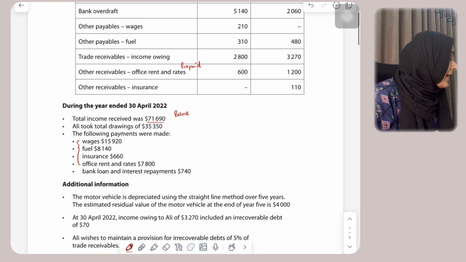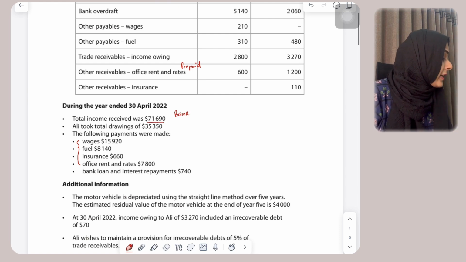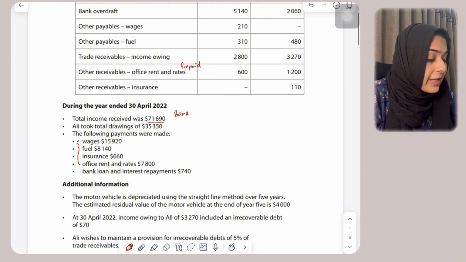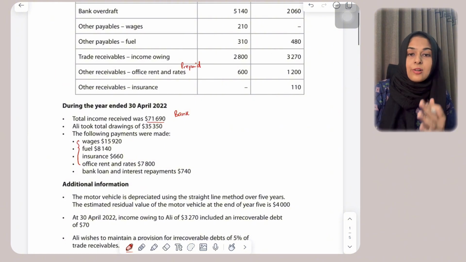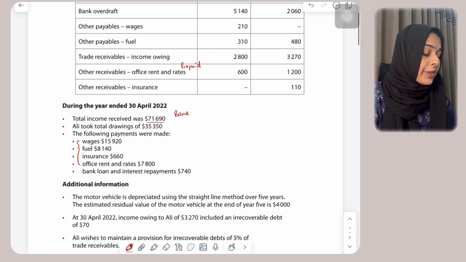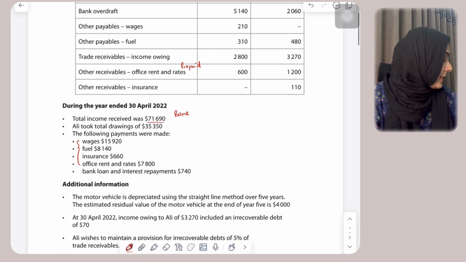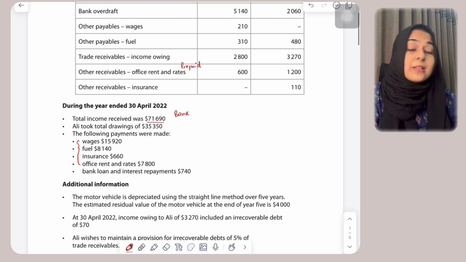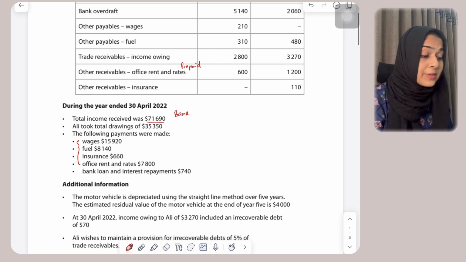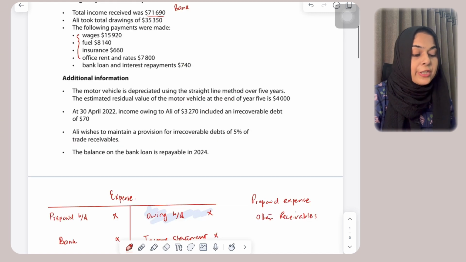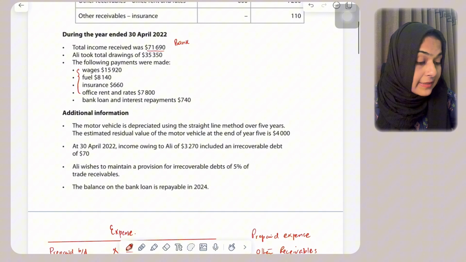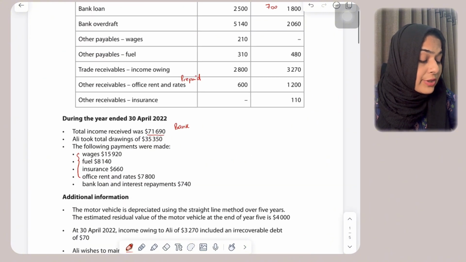I'm writing it IS here because this is all working. You can still write IS in your working, but you cannot write short forms in your final answer, but this is your working. So this is 8,310, which is the income statement value that you will charge in the income statement for fuel.